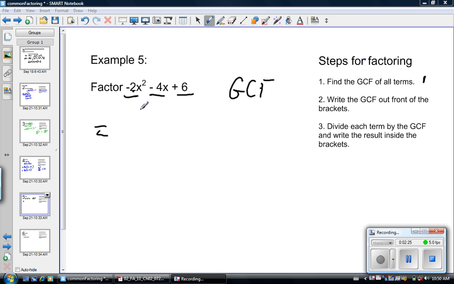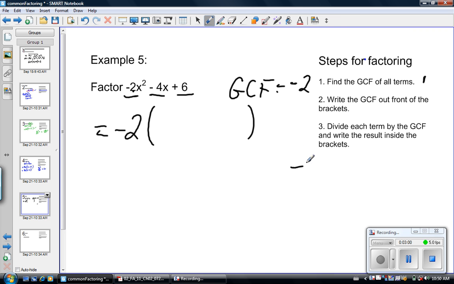The thing we're going to worry about, though, is that even though it's just 2, if the x squared term has a negative in front of it, and the greatest common factor happened to be 2, we're going to take a negative out with it. So the greatest common factor we're going to look at is negative 2. We're going to write it down out front, and we're going to fill in our brackets like for step 3. We'll divide each of the 3 terms by that minus 2.